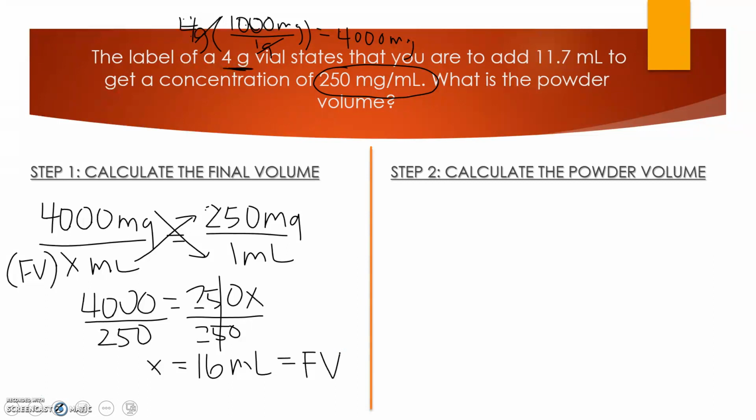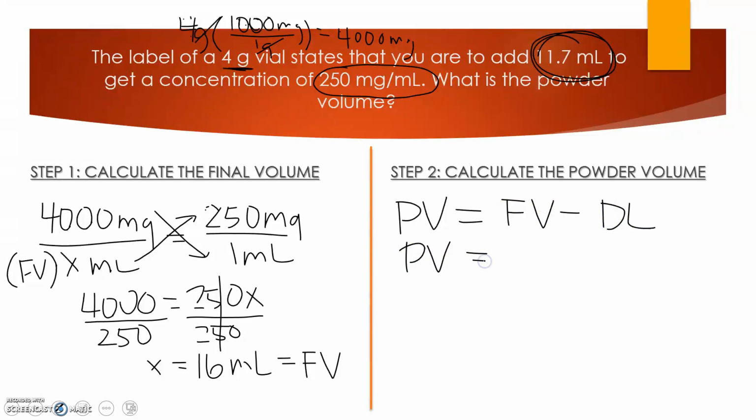And now we can use our diluent volume that's given to answer our specific equation. Powder volume equals final volume minus diluent volume. So final volume was 16, which is the number we just found, minus 11.7 mLs. Our powder volume is 4.3 mLs.